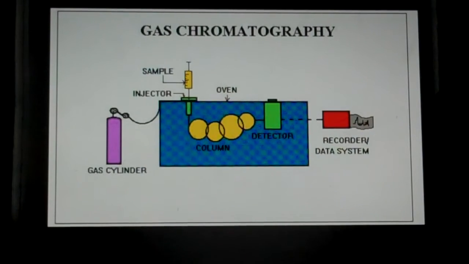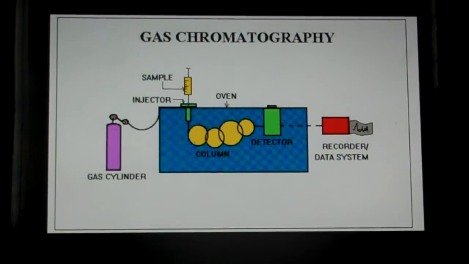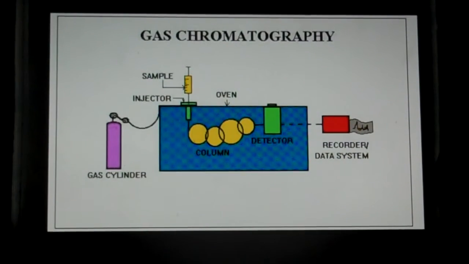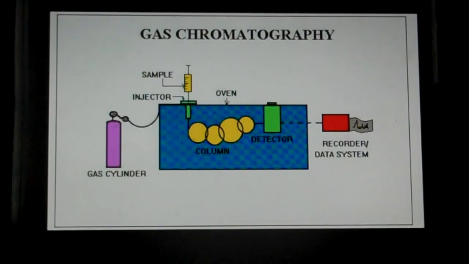A packed column, usually constructed of stainless steel or glass, is on average 2 to 6 meters long, with a diameter of 3 millimeters. This film of liquid is fixed in small granular particles packed into the column.